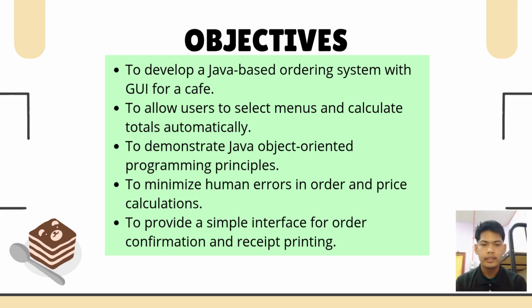There are 5 objectives for this project. First is to develop a Java-based ordering system with graphical user interface for a cafe. Second is to allow user to select a menu and calculate total automatically. Third is to demonstrate Java object-oriented programming principle. Fourth is to minimize human error in order and price calculation. Fifth is to provide a simple interface for order confirmation and receipt printing.